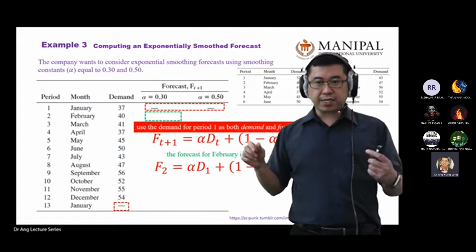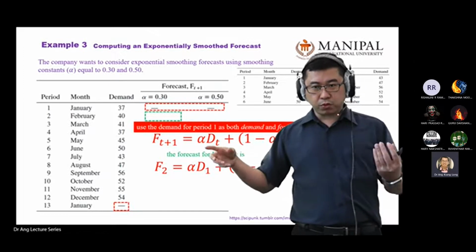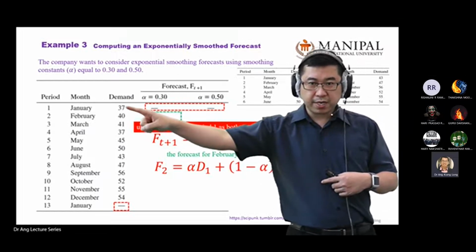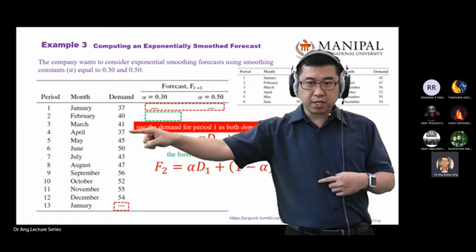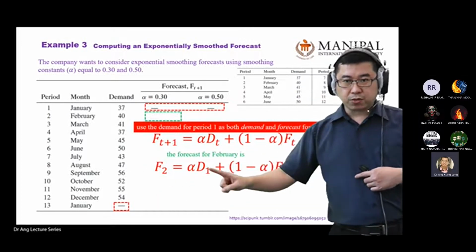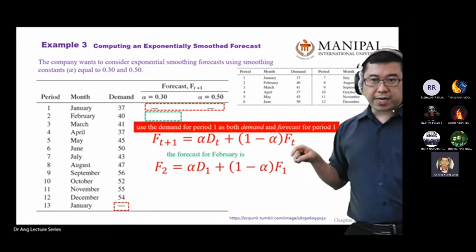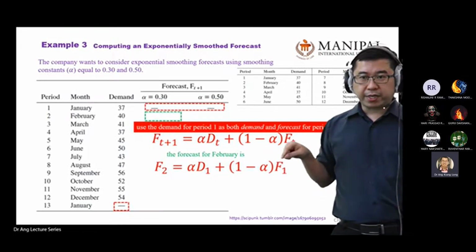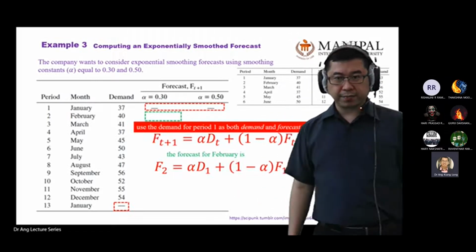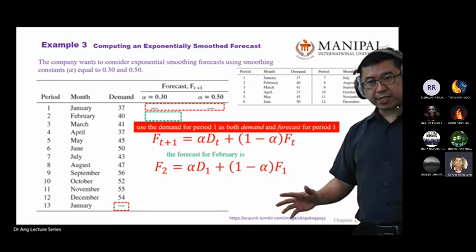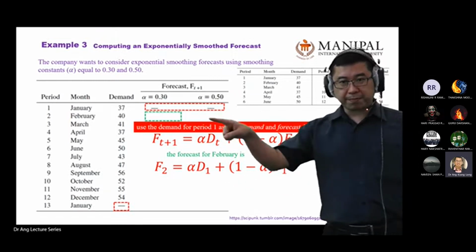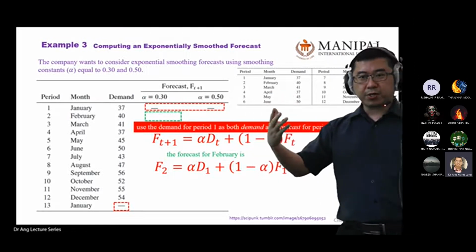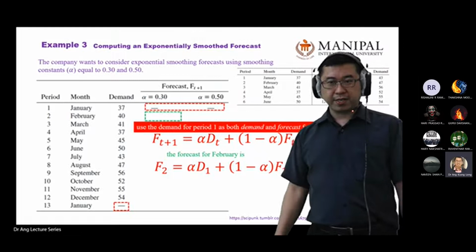So in this case, demand D1, you know from the table, is 37. D1, D2, D3, D4, and so on. So D1 is 37. But for F1, we don't have a forecast. So how to start? We use F1 equal to demand 1 to kickstart. This step only applies for the first step. For the rest, you use the same concept and apply it to the previous one.